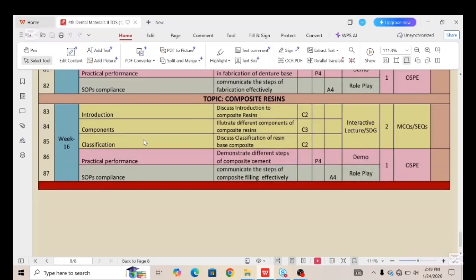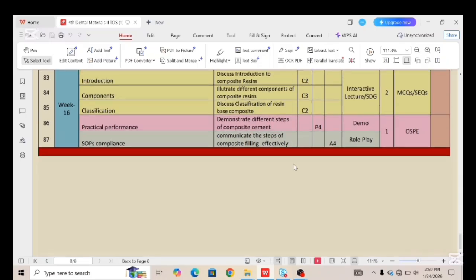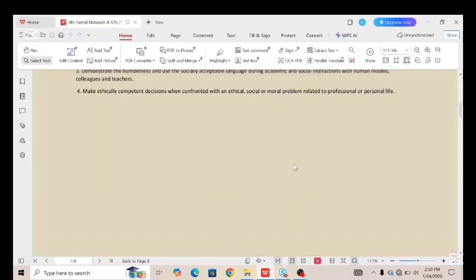Then we have week number 16 work, which is composite resins, in which we will give the introduction about components of the composite resins, classification of resin based composite, and then we have the practical here, which is demonstrate different steps of the composite cement. This is all about dental material.